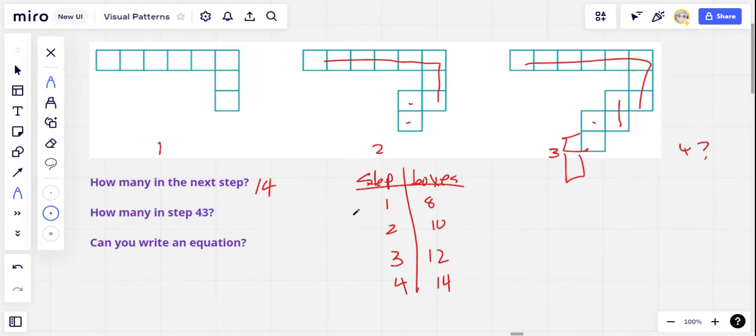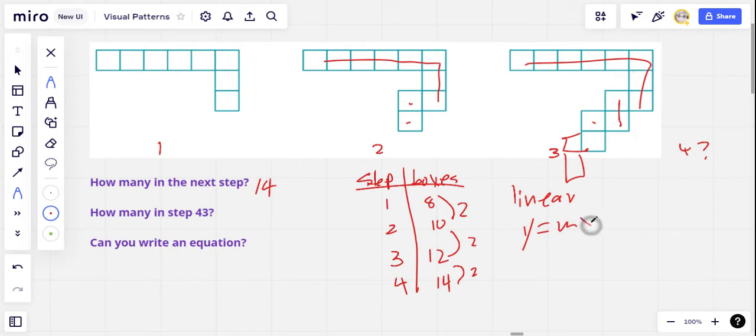All right. When we arrange our numbers like this in a chart, we do that so we can easily see the differences. So 10 minus 8 is 2, 12 minus 10 is 2, 14 minus 12 is 2. That goes along with what we saw. Each step differs by 2 boxes. We're adding 2 boxes every step. So this then is a linear pattern. Whenever those differences are the same from step to step, the pattern is linear.